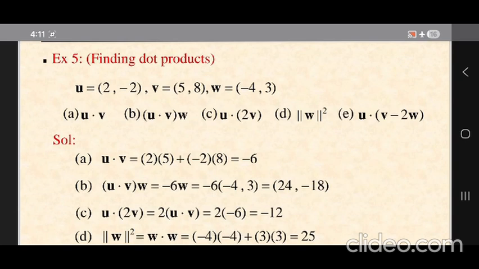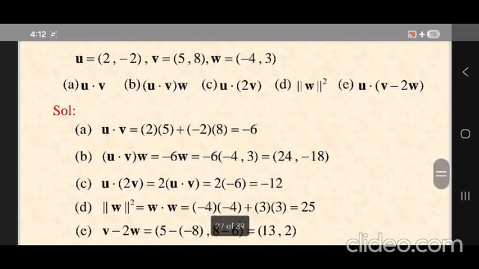Find the dot product values for u, v, w. Take the three vectors u equals (2, minus 2), v equals (5, 8), and w equals (minus 4, 3). First find the value of u dot v. u dot v is 2 times 5 plus minus 2 times 8, which equals minus 6. Next, the part (u dot v) times w equals minus 6 times w. The u dot v value is minus 6 and the w vector is (minus 4, 3), so multiplying minus 6 into the vector, minus 6 times minus 4 is 24, and minus 6 times 3 is minus 18.